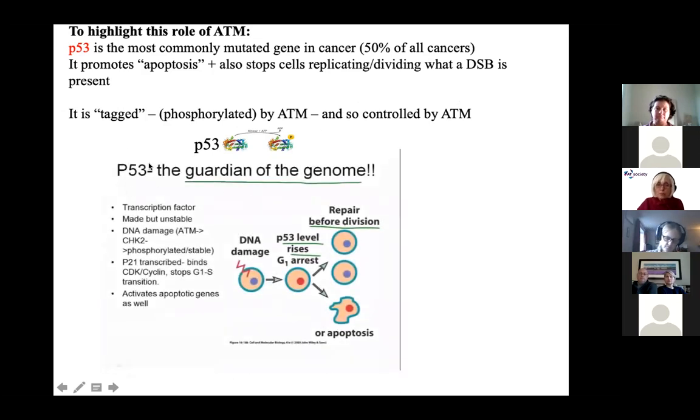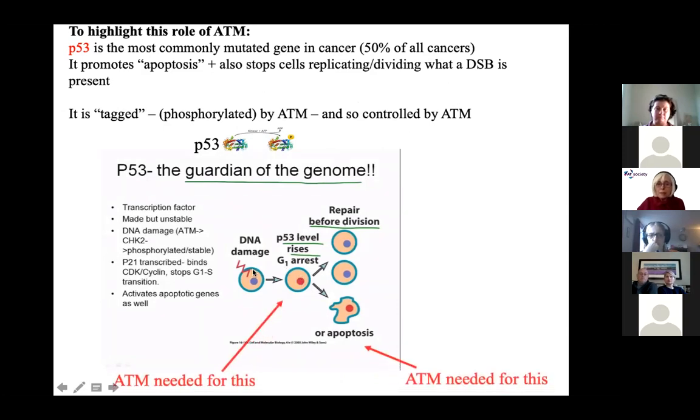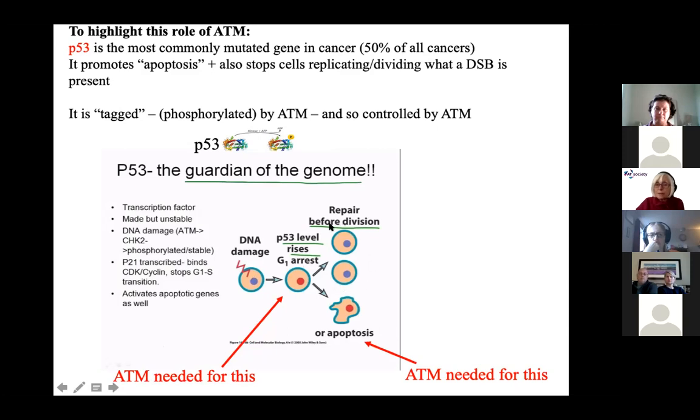And P53 is called the guardian of the genome simply because it's so important from a cancer perspective. So when we've got damage, P53 levels start to rise, and that can be controlled by ATM. And that can sometimes stop cells dividing, so you stop the damage getting any worse, you allow it more time to repair, and that also promotes this cell death pathway.